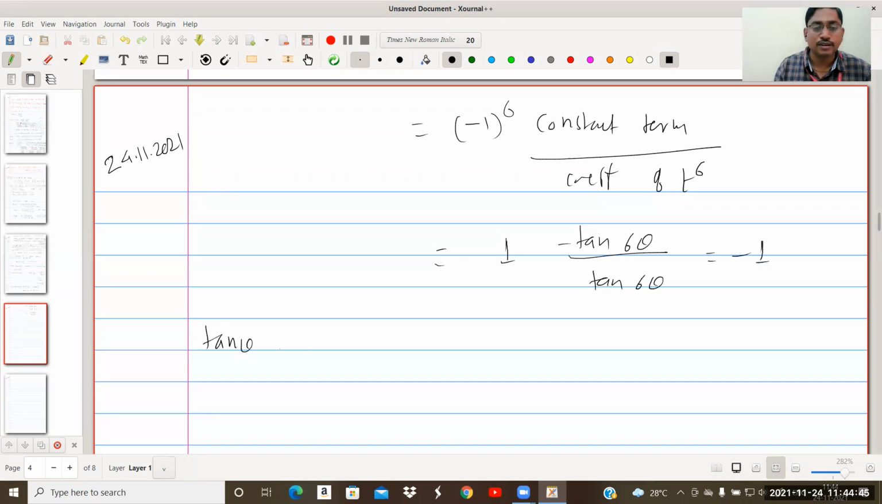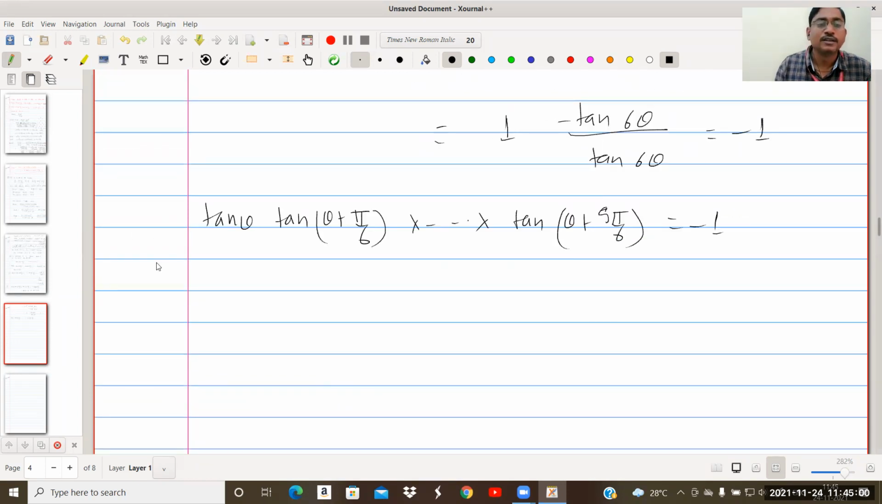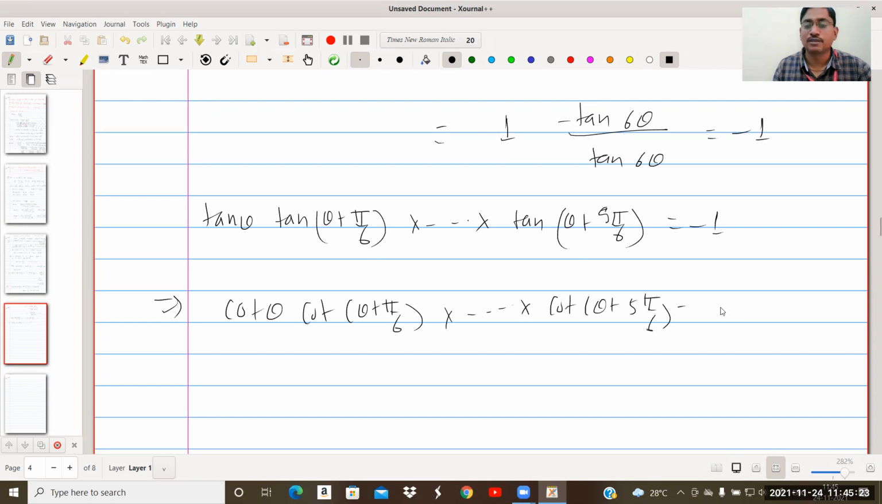So tan theta plus pi by 6 and so on, tan theta plus 5 pi by 6, the product of these six roots is -1. Actually we don't have to prove this one. Taking the reciprocal of both sides, 1/tan is cot, so cot theta plus pi upon 6, cot theta plus 2 pi by 6, cot theta plus 3 pi by 6, and so on, cot theta plus 5 pi by 6. The reciprocal of this, and -1/1 is -1. This is the second part that we have to prove.